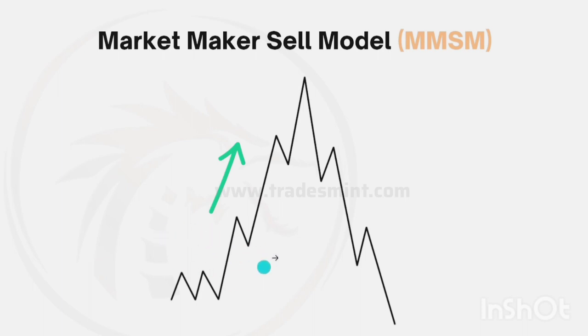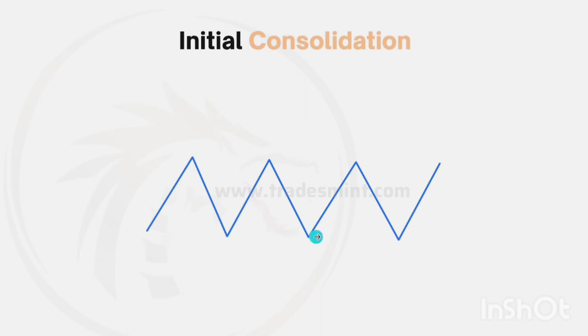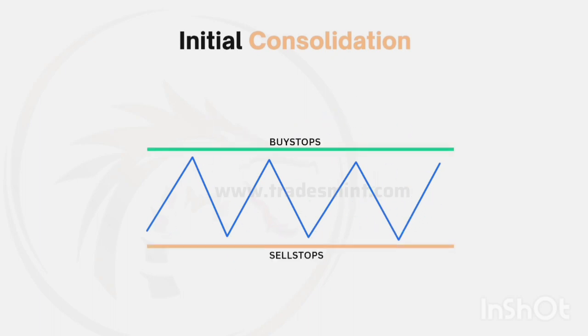So how does this initial consolidation start? Well, this is again a crude depiction of the initial consolidation. Now, the algorithm will hold price inside of a range for a certain amount of time. The purpose for this is to allow liquidity to build up above the market in the form of buy stops and liquidity to build up below the market in the form of sell stops, right?